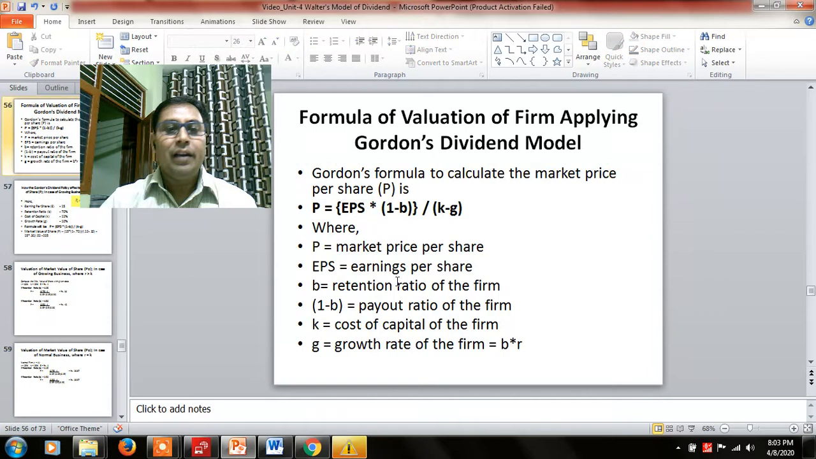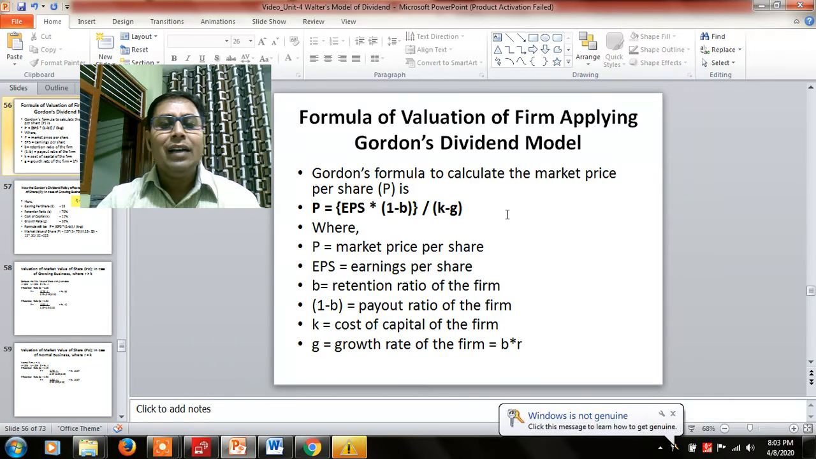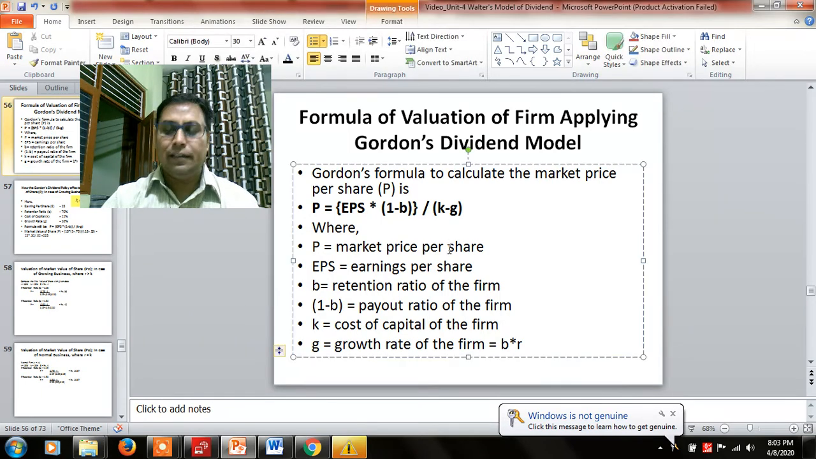Okay. Next is the formula for valuation of firms applying Gordon's dividend model. The dividend model of Gordon is based on the formula: earning per share multiplied by (1 minus retention ratio), divided by (cost of capital minus growth). Here growth means the retention ratio multiplied by the internal rate of return.